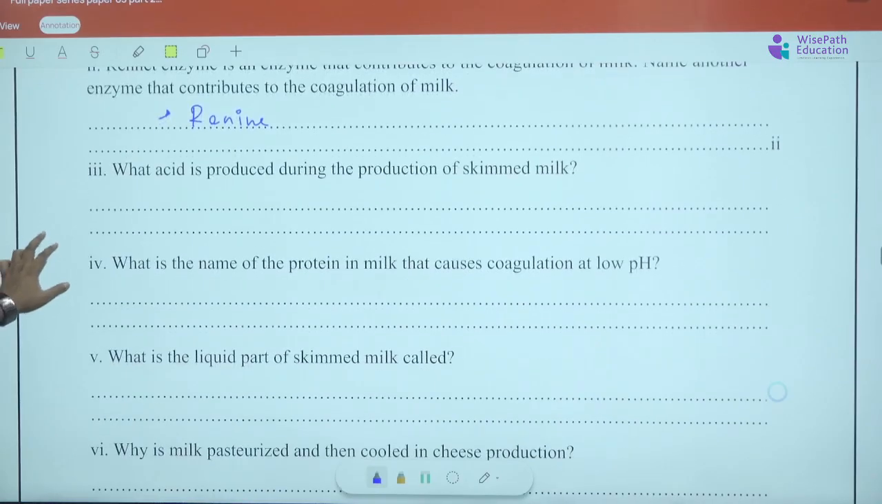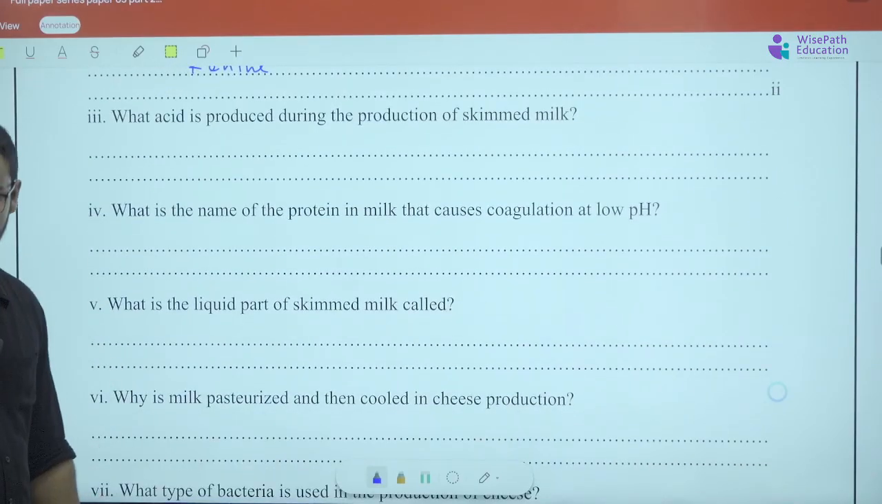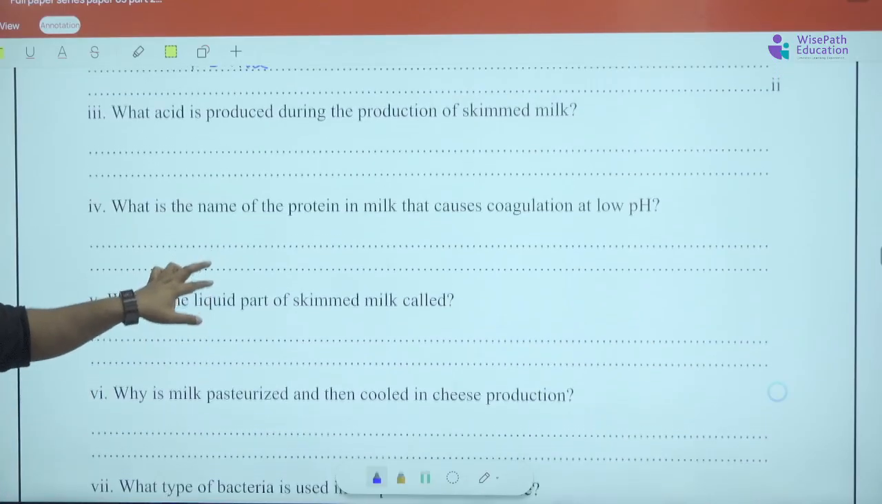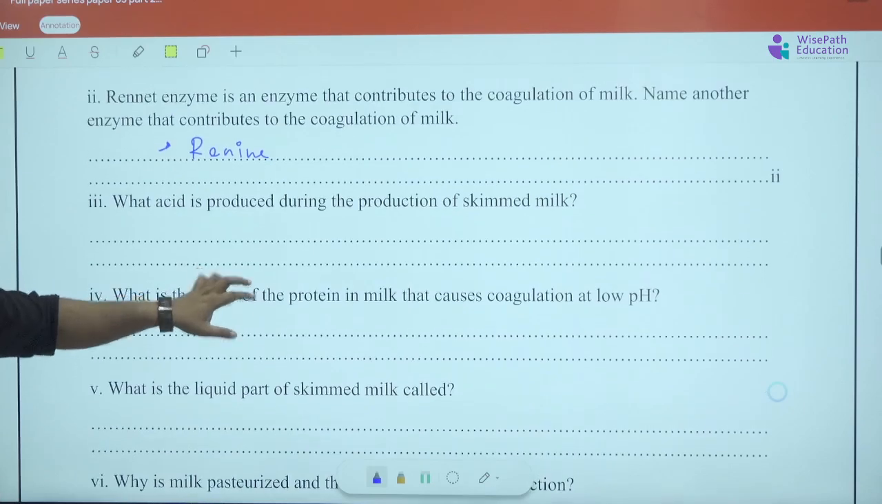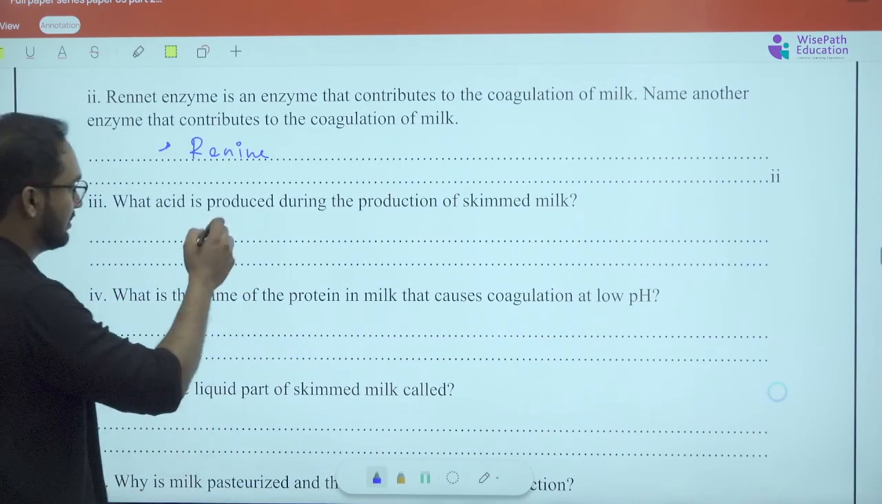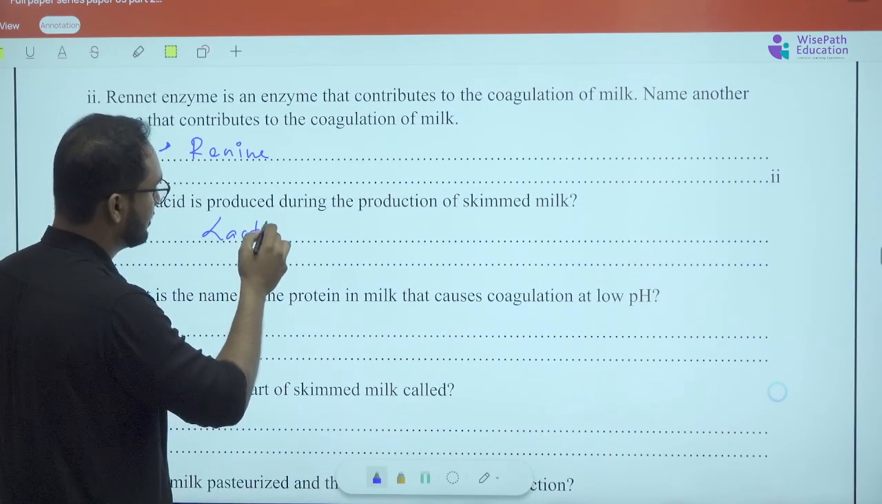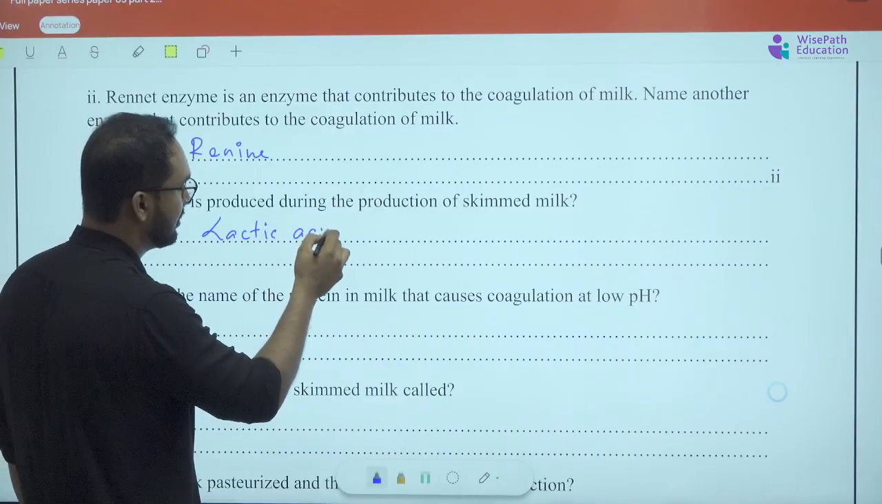What acid is produced during the production of skim milk? Which acid is responsible to set the dairy products? Lactose is the sugar. What is the acid? Lactic acid. That's lactic acid, isn't it?